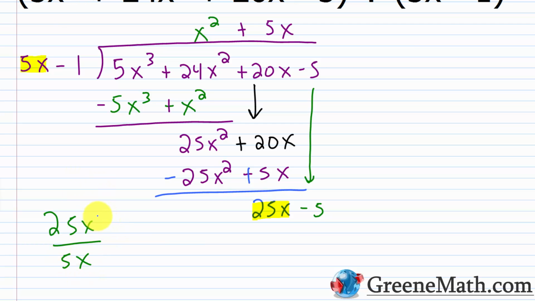We know that the x's would cancel completely. 25 over 5 is 5. So I would put plus 5 here, and then I would multiply. 5 times 5x is 25x, and then 5 times negative 1 is minus 5.